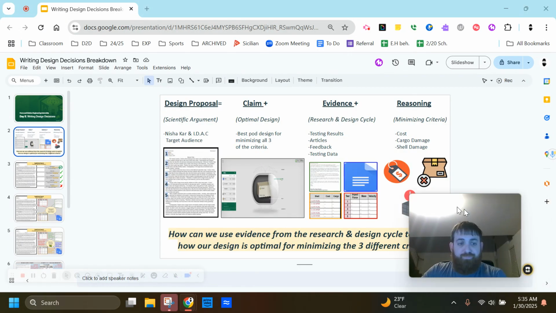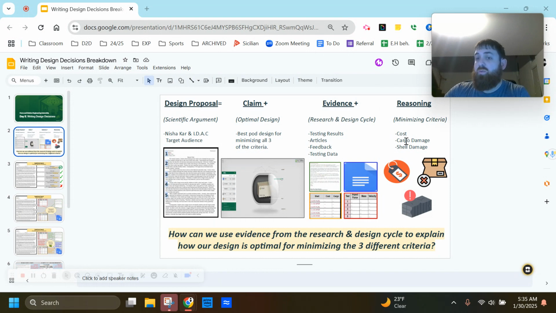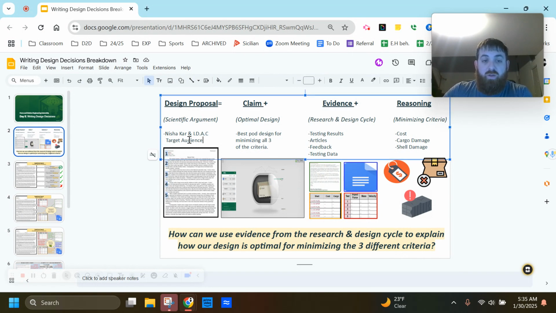So in our design proposal, we know that we have claim, evidence, reasoning. We are creating a scientific argument. And this scientific argument is going to be for NISHA, the IDAC as our target audience. We're trying to convince them that our pod is the best and they should use it for the natural disaster victims they're trying to help.